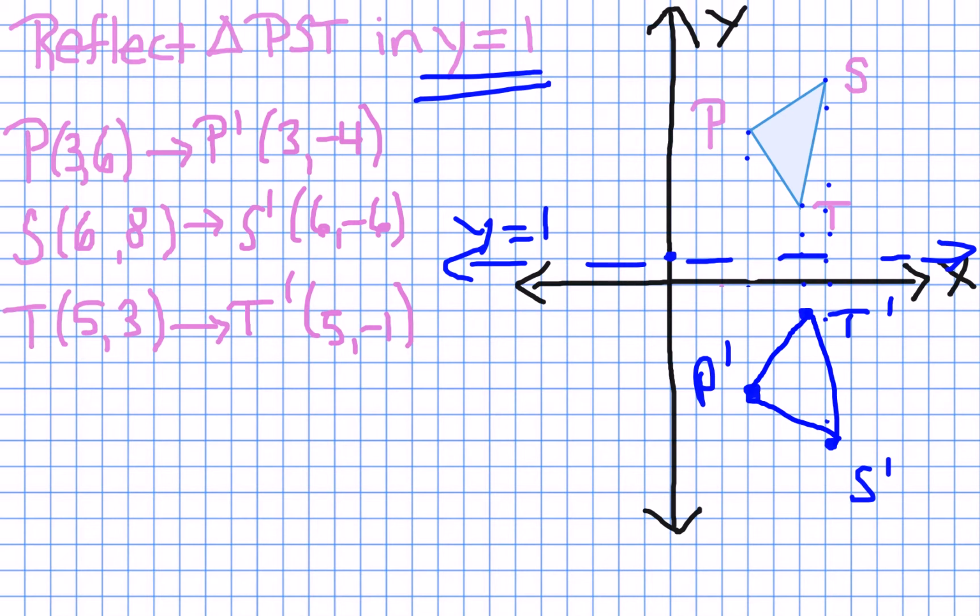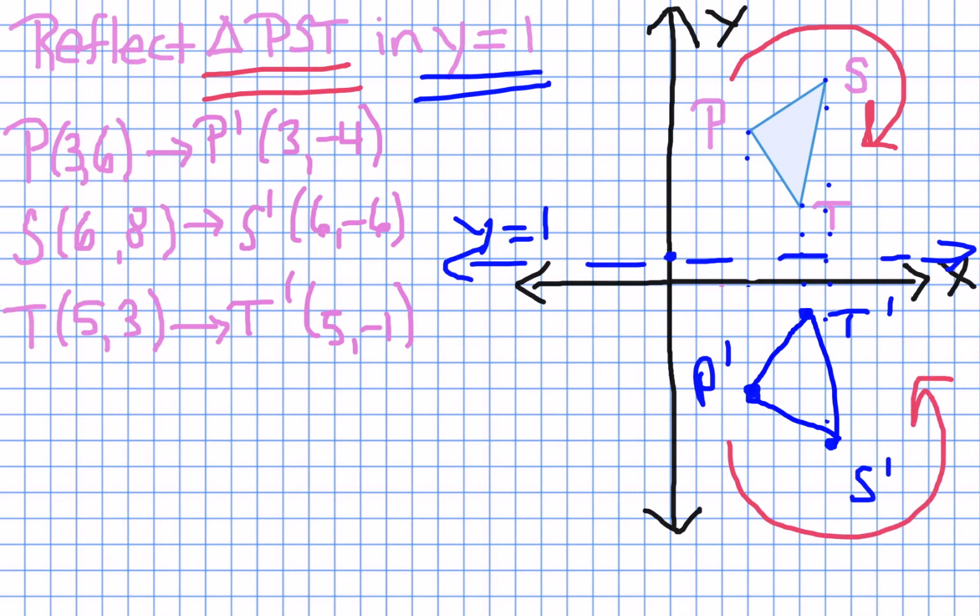There's one more thing I want to take a look at that we discussed previously, and that is the orientation of a figure. The orientation of a figure is the naming of a figure, the order in which you name the figure. Up here, we named the figure triangle PST. If you look at the first figure, the original image, to name it PST, we move clockwise around the figure. After it's been reflected, to name it PST, we need to go in the opposite direction, or counterclockwise.